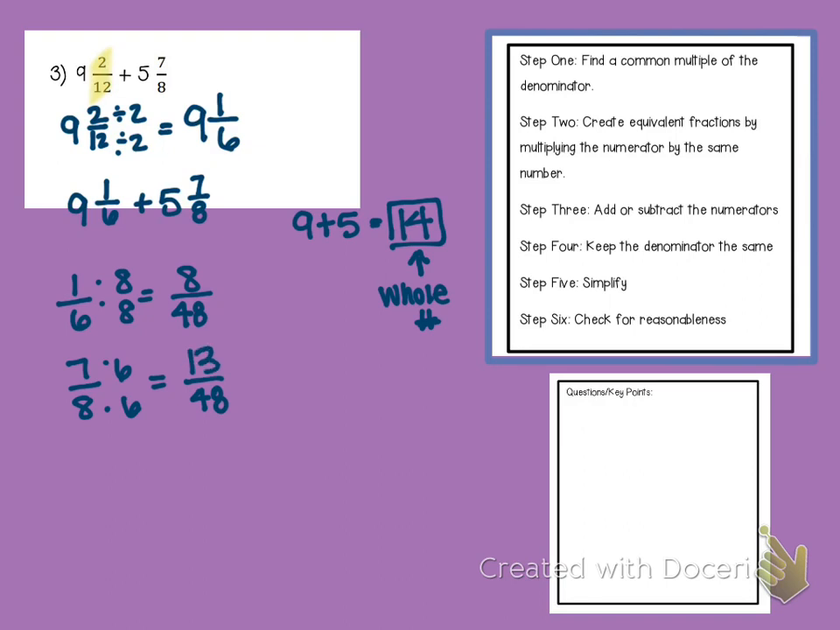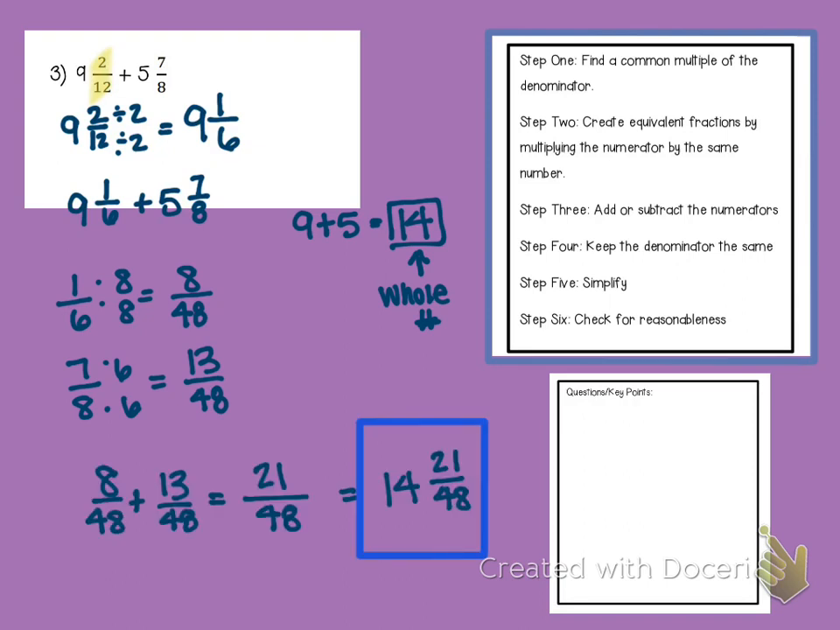So I want you to go ahead and finish this problem and press play whenever you have your final answer. So you should have gotten 14 and 21 over 48. So now after you pull down your whole number and you pull down your fraction, you're going to make sure that your fraction is not improper. If it's improper, then you're going to be having to add to the whole number.